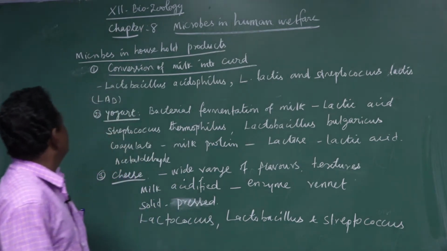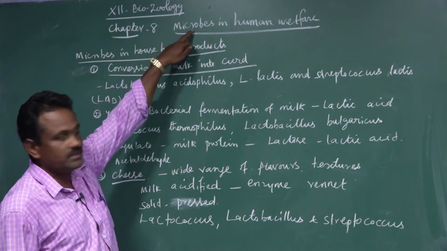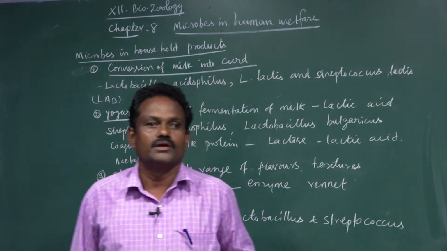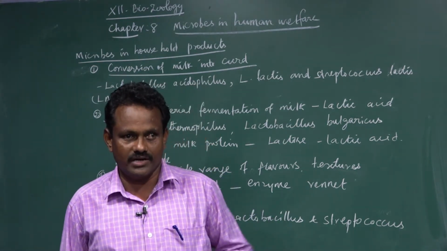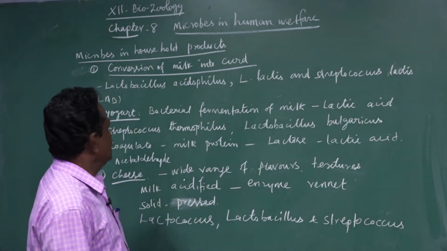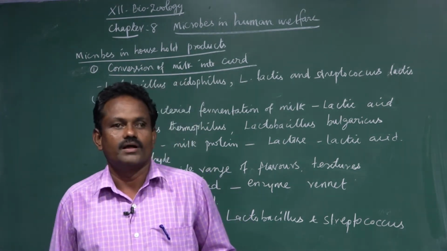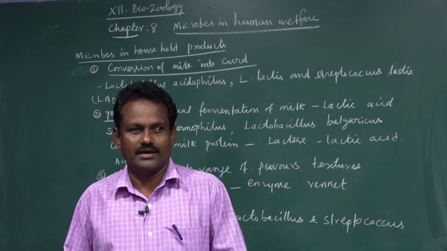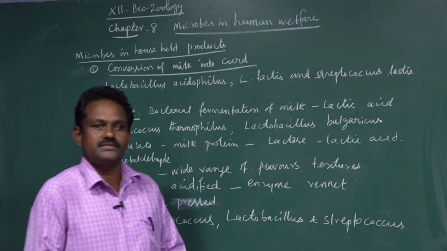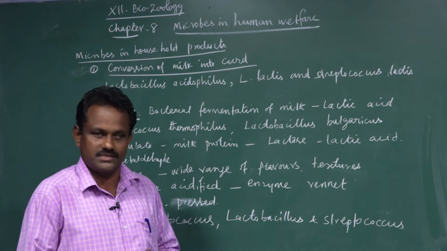The topic that I am going to take today is chapter number 8, microbes in human welfare. We know that microorganisms are very tiny and can be seen only by what is called a microscope, and these microorganisms are living everywhere. They are present in water, soil, air, and the microbes are living in human beings, plants as well as in animals. So most of the microorganisms are causing diseases.